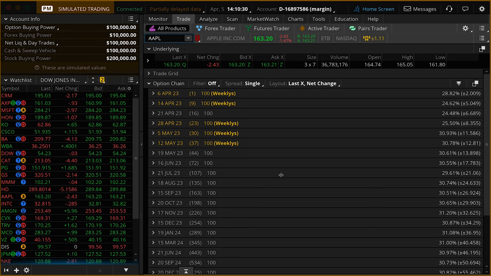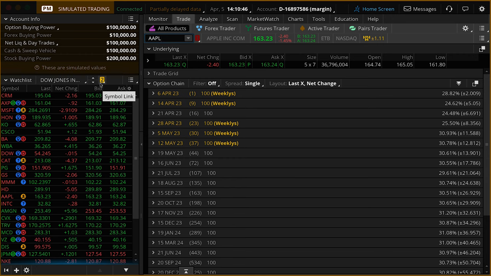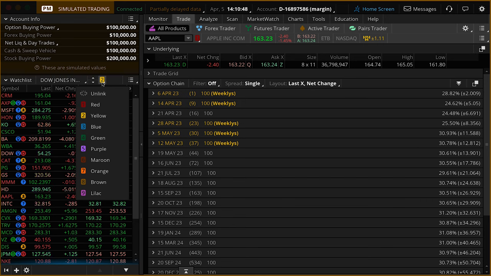Now, a really cool and really helpful thing on this platform is that we can start to connect areas together. We do that using a colored linking system. If you look up here next to the symbol box, we have a red number 1. Well, on the left-hand side, on our watch list for the Dow Jones, we have a yellow number 2. In order to link these two pages together, we actually want to click on this 2 and match it to the color that we have on the trade tab.